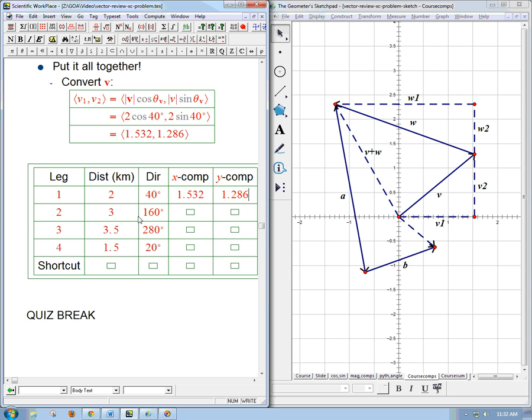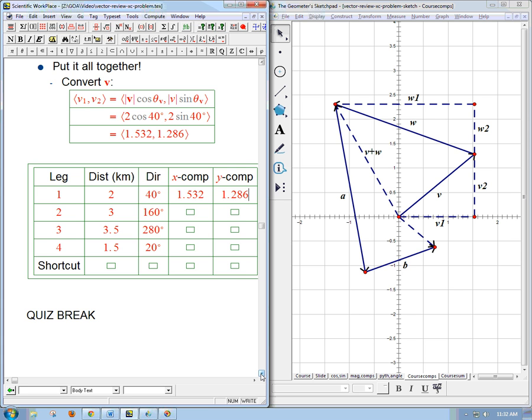Okay, so here's time to pause the video for quiz 2. I'm going to ask you to just do a simple calculation like this, where you take the magnitude and direction and just produce components. And after you break for the quiz, we'll do the rest of this table.